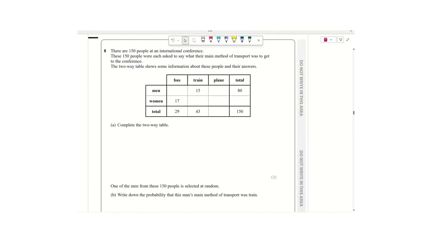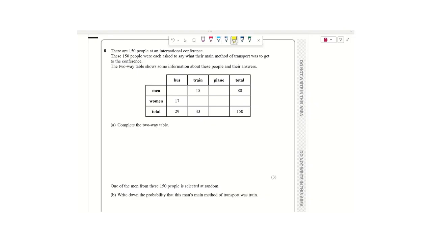Question 8. There are 150 people at an international conference. These 150 people were asked to say what their main method of transport was to get to the conference. And this two-way table shows us some information. So we've got men and women down the side, and then bus, train and plane along the top, along with totals. And we need to fill in our missing numbers.